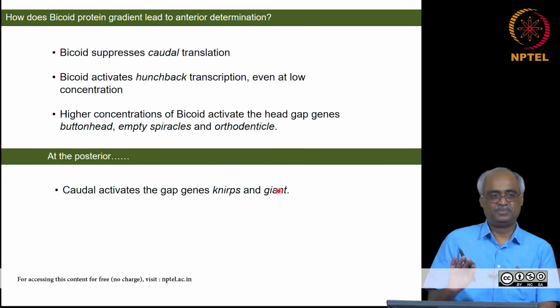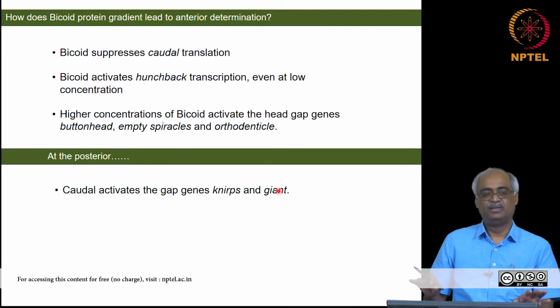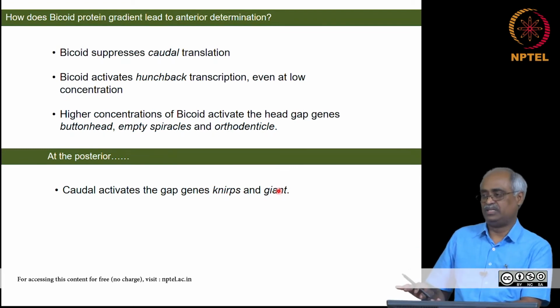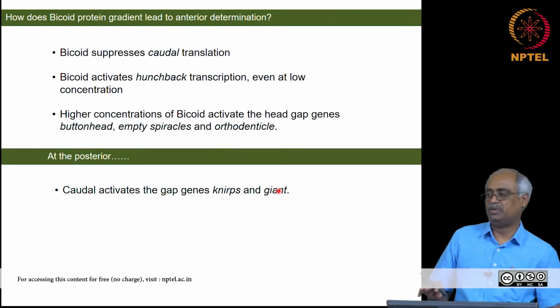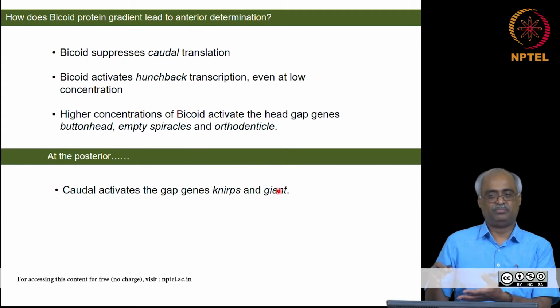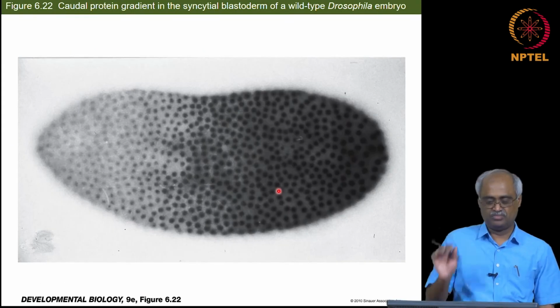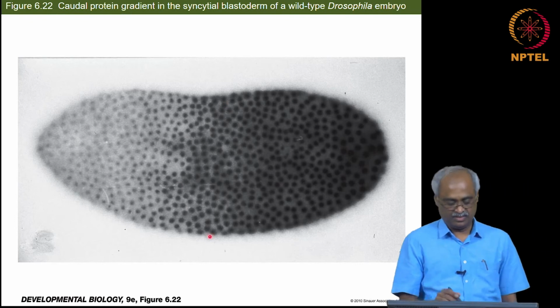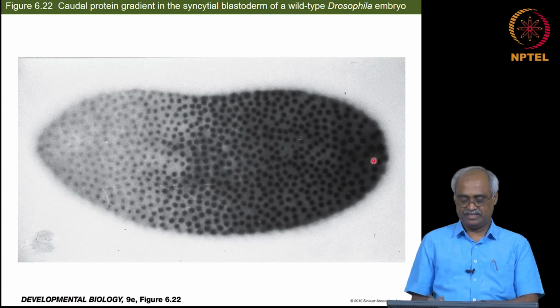Remember, hunchback comes as a maternal product as well. So, that maternal product that is distributed throughout the cytoplasm needs to be inhibited in the posterior. Therefore, it is not going to activate thoracic segment related genes there, so that it allows abdomen development. That is going to come next. So, this is caudal, you see it is a mirror image of bicoid, again it is in the nuclei.